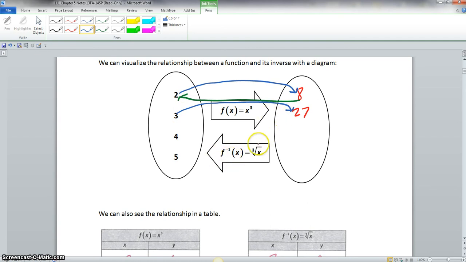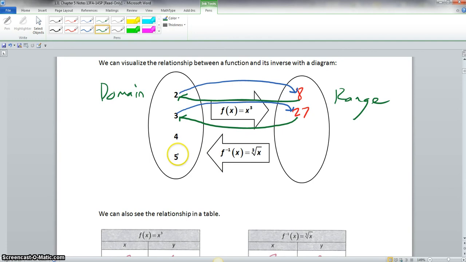Now if we did the inverse of this, we would take the cube root of x, which we know is 27, which is 3. So we would go back here. Now you're starting to see the relationship. We have the function. Then when we do the inverse, we go back to what we started with. So this, of course, let's label this. This is our domain. And this here is our range.